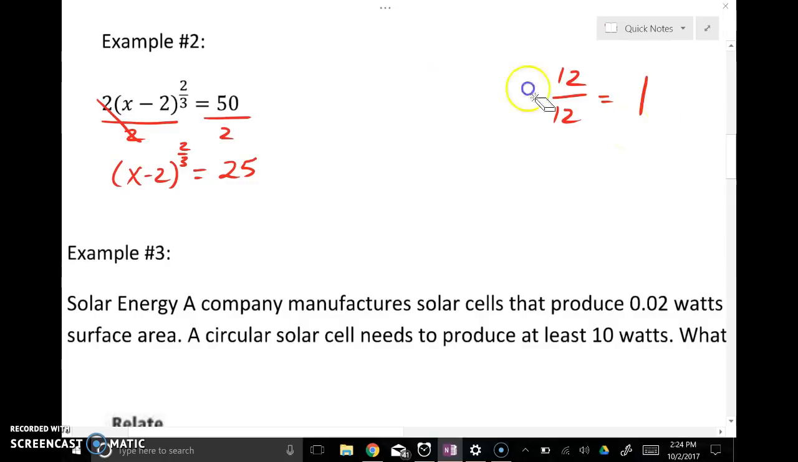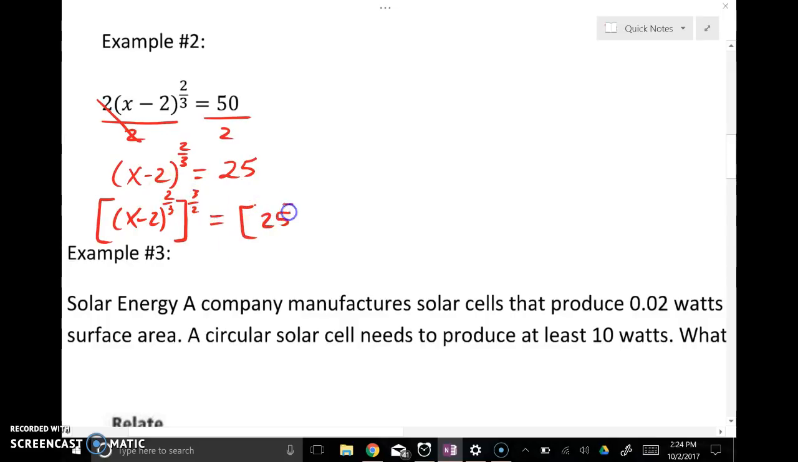So down here, I've got a 2/3 that I would love to get rid of. So I'm going to raise both sides of this equation to the reciprocal, or 3/2 power. And these brackets are just acting like another set of parentheses. To the 3/2 power, so that I no longer have to worry about these exponents here. When I raise powers to powers, I multiply, and multiplying by the reciprocal makes it equal to 1. So now I have x minus 2 equals 25 to the 3/2 power.